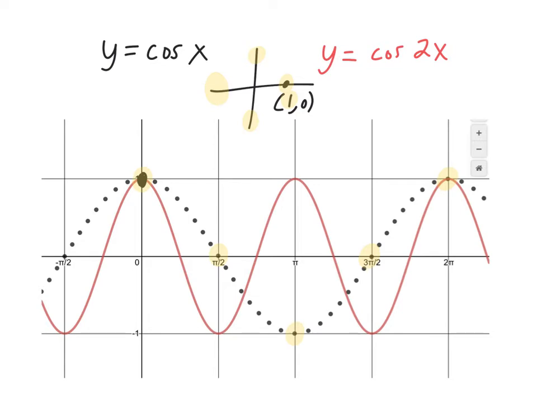Okay, what ended up happening, this is an example of what's called a period change. Okay, it's a horizontal stretch or shrink. Okay, we're multiplying by 2 on the inside there.